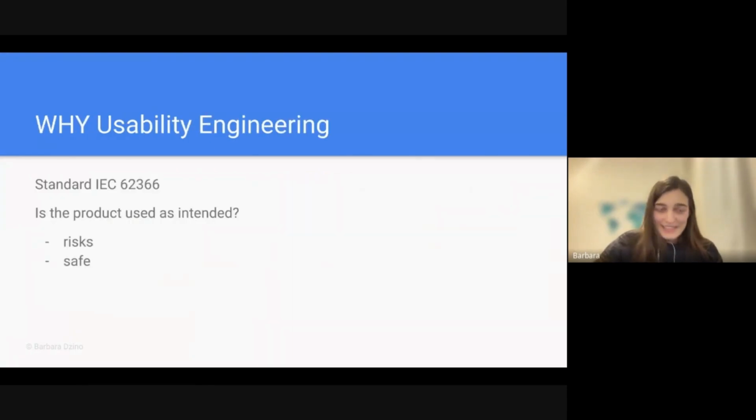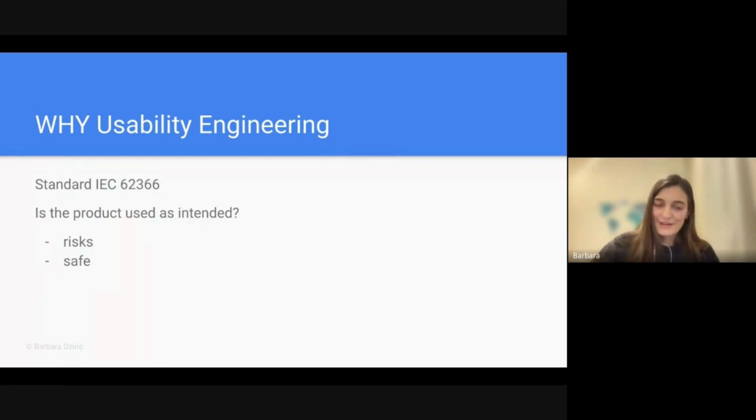Why do we do usability engineering? Yeah, you're all experts. You know we have to comply with the 62366. More on this later, but the general gist of it is make sure your product is used as intended. Are there any risks? Is it safe to use? Is it working in the normal working environment as intended?